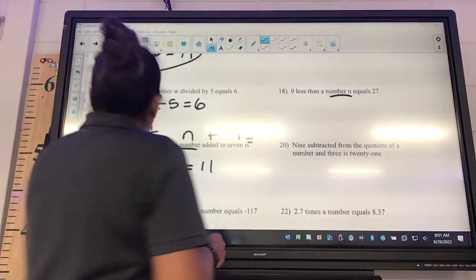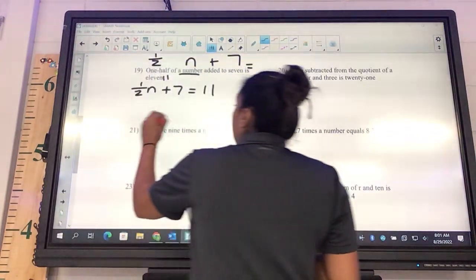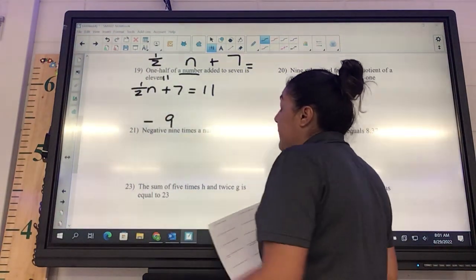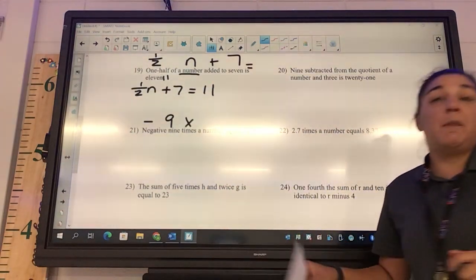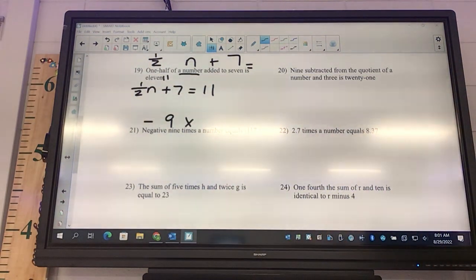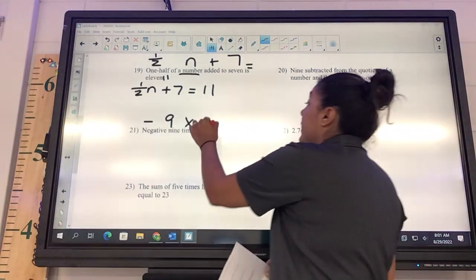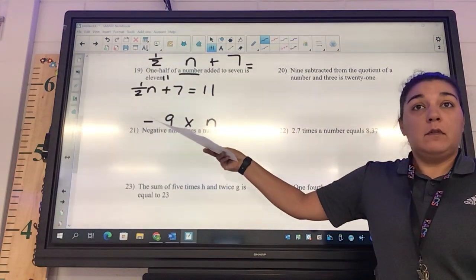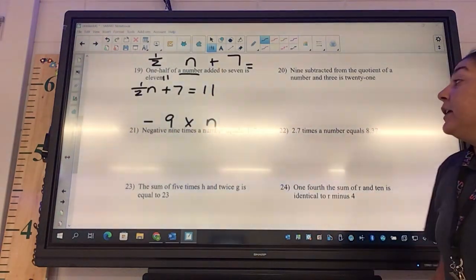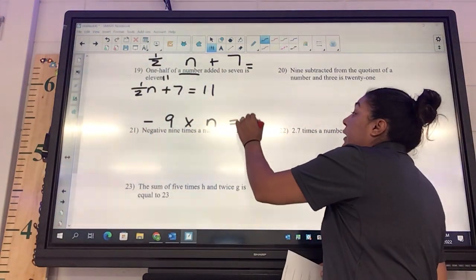Okay, -9 times, what's times mean? Times a number. What's a number mean? n, any letter. Okay, so we can say n. I probably would not use x if you're going to use a times like that. Okay, equals -117.